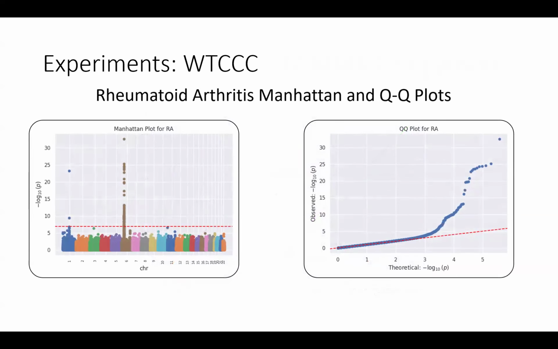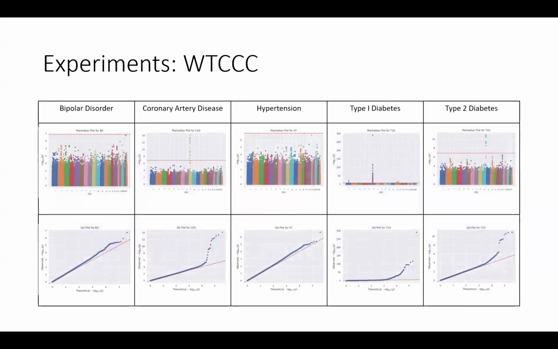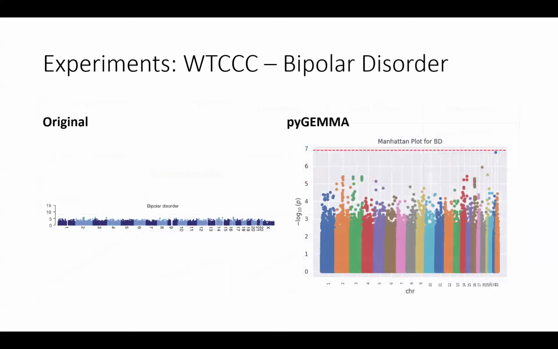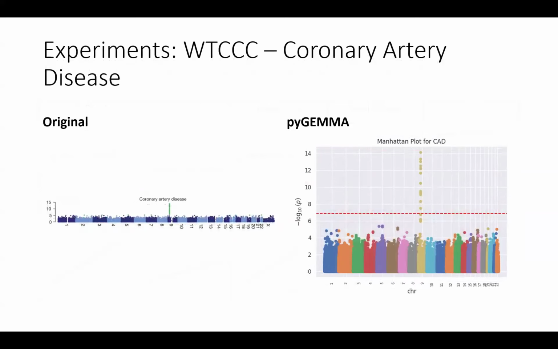Here's an example of rheumatoid arthritis for these traits. And here are the other traits that we looked at. I will go through each in order, I guess. Bipolar disorder, we didn't see a signal, neither did the WTCCC on the right side. For coronary artery disease, there's a signal in both of them. I know their plot is small. It's hard to actually compare all this, but it's in the same spot.